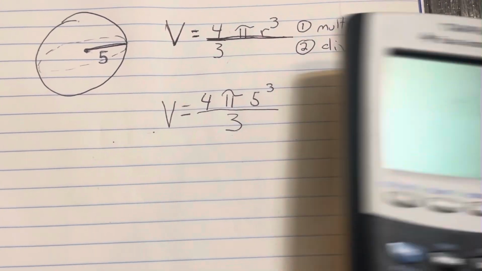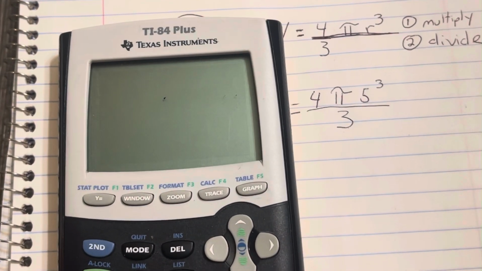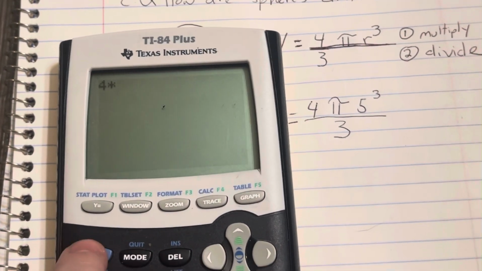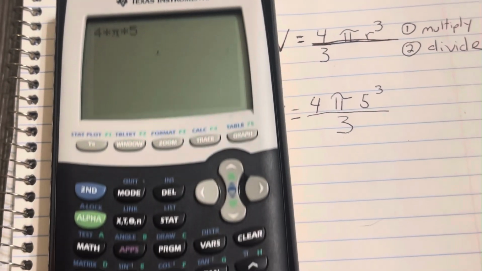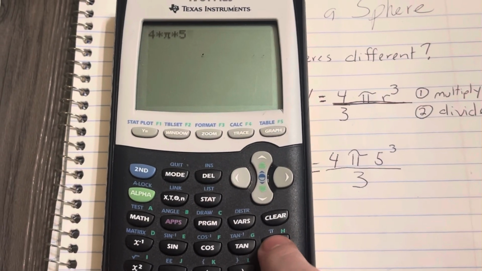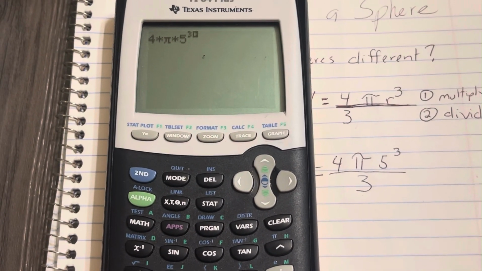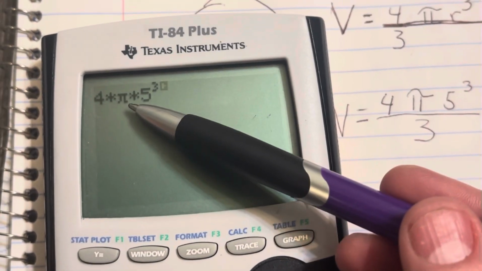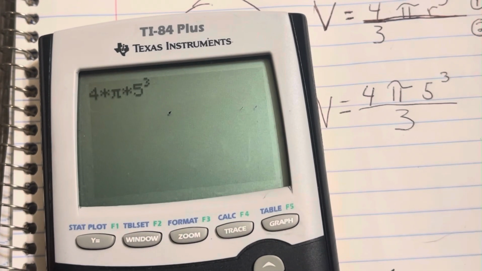Okay, so here comes my calculator to help me out. First thing I'm going to do is type in the numerator. 4 times pi times 5. Now, we're going to have to go to the third power, so we're going to need to use this little up arrow right here. Up arrow will get us up into the exponents range, and then type in a 3. Now you can see that I have 4 times pi times 5 to the third power. And then I hit enter.